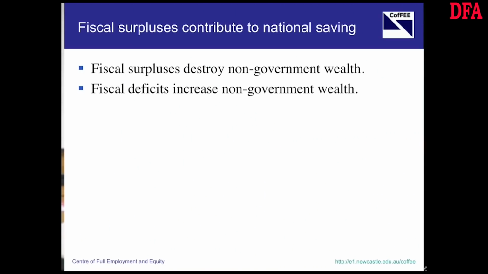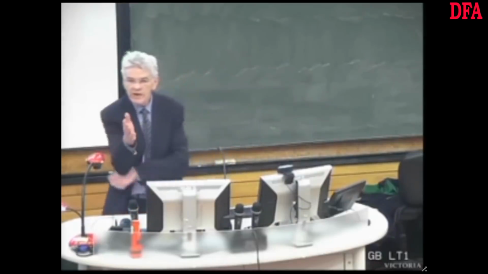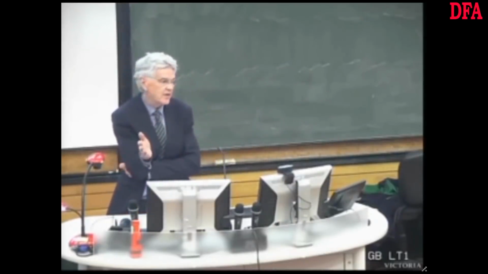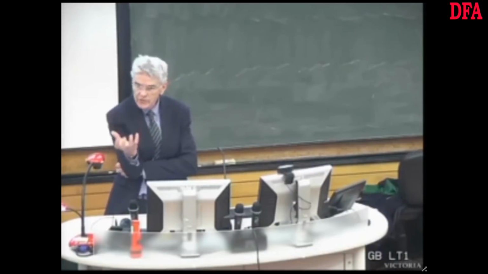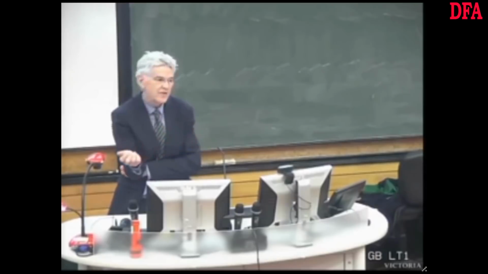And the other way of thinking about it is if the government is running fiscal surpluses, that means it's taking more out of the economy than it's putting in terms of income, then that destroys non-government wealth. Now, why is that? Well, if they're taking more out in income than they're putting in via spending, where does the non-government sector get the resources to fund that surplus? From our savings, by selling our assets.